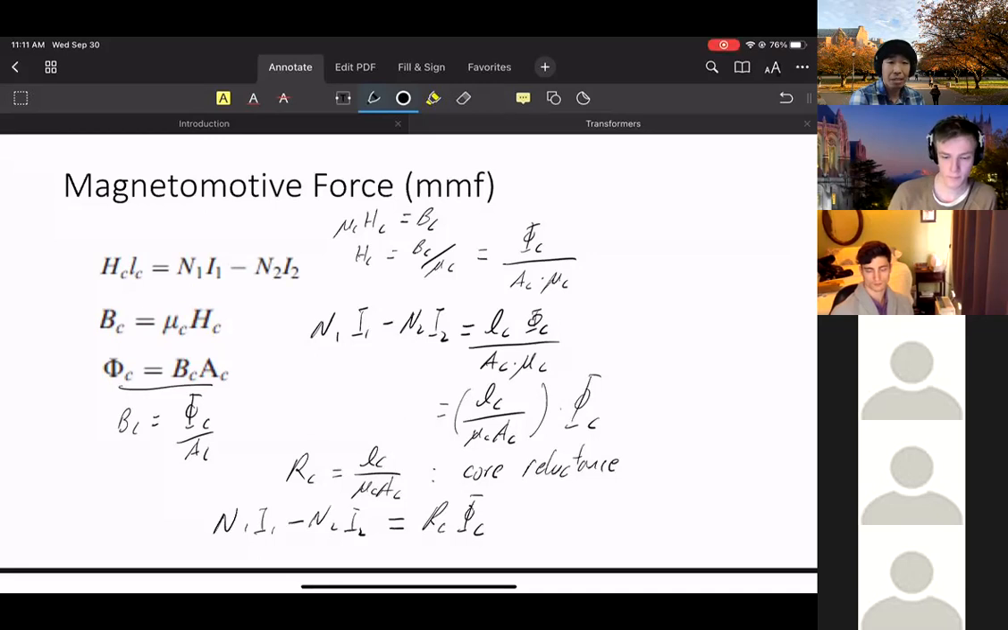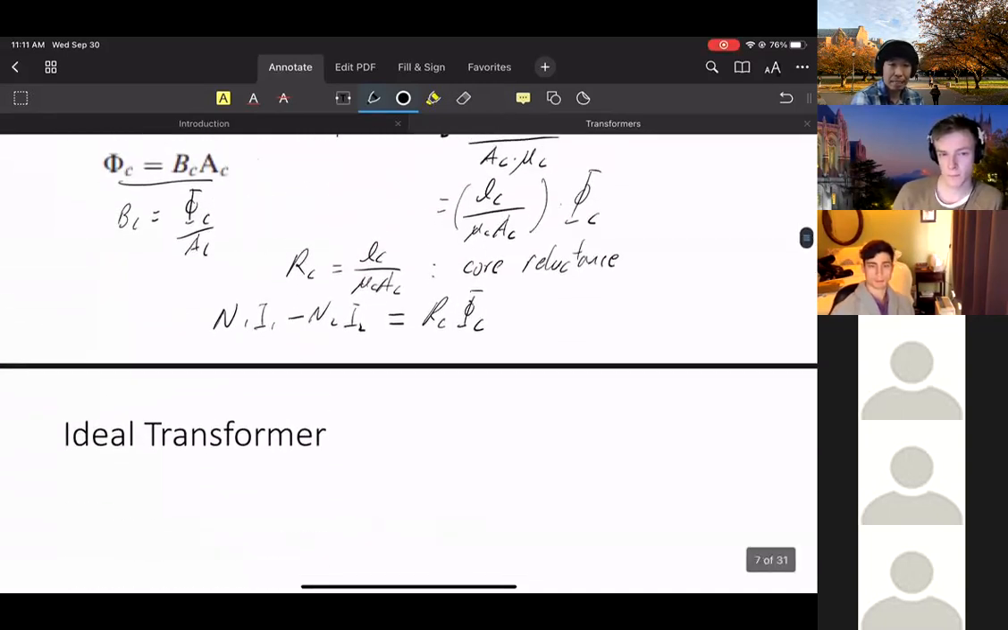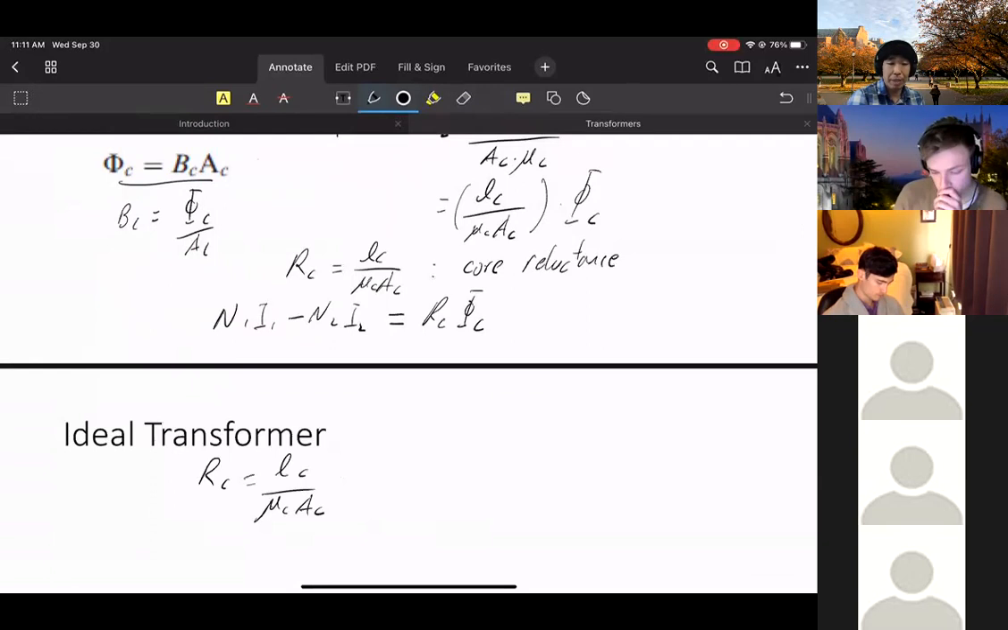And then we're ready to recover the 351 equation. Because what is the ideal transformer? Again, let's look at LC over mu C AC. For an ideal transformer, LC is something, AC is something, just how big the transformer is. So the changes from an ideal transformer to a non-ideal transformer must be in the term mu C, the permeability of it. So what do you think mu C is for an ideal transformer?